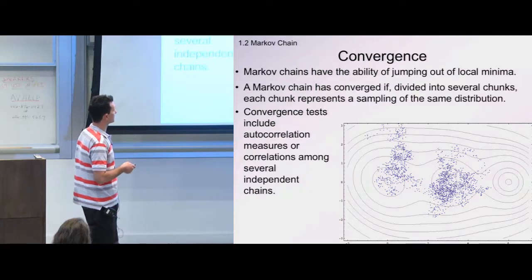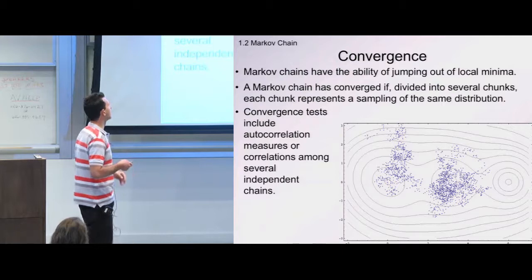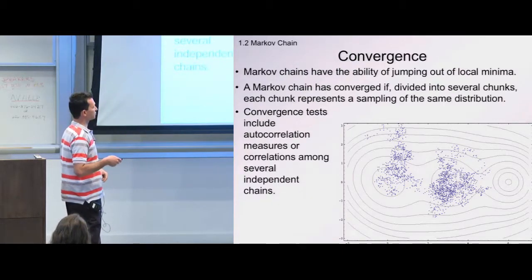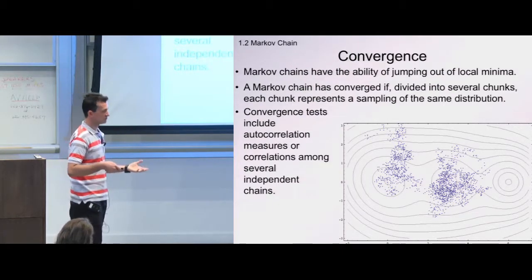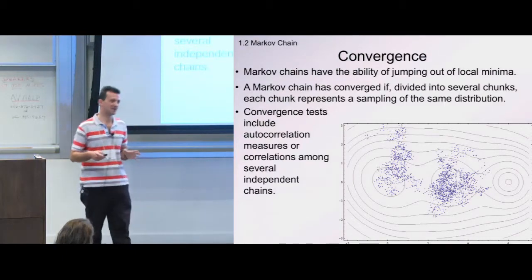One thing about the Markov chain is that since you are able to climb up your chi-square surface a little bit, you can sometimes jump out of local minima and explore another minimum. But this also means that the convergence may be quite problematic in some cases.